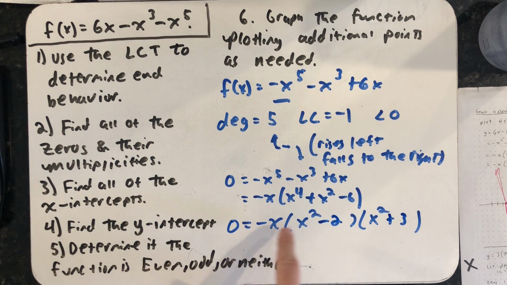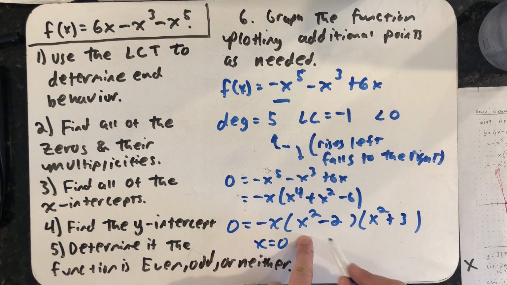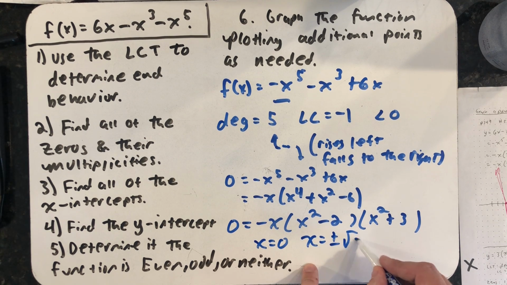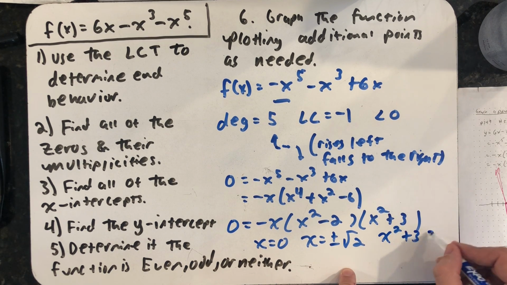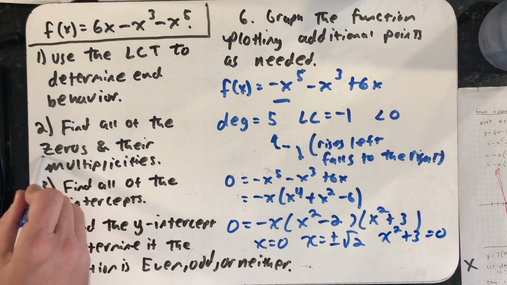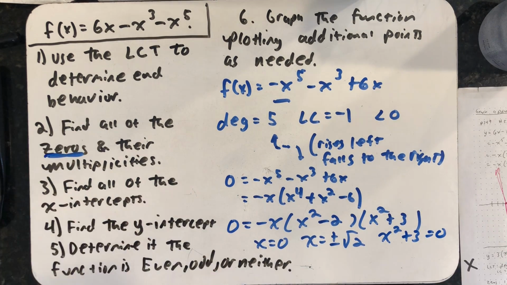Now if I imagine setting all three pieces with a variable equal to 0, I'll find out the zeros are x equals 0. Here I would have x squared equals 2, so I'd get x equals plus or minus the square root of 2. And here I'd have x squared plus 3 equals 0. And because I was asked for zeros, not x-intercepts, and I was asked to find all of them, I need to report the complex ones.